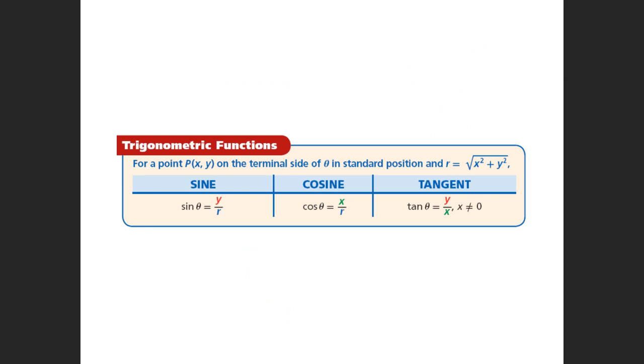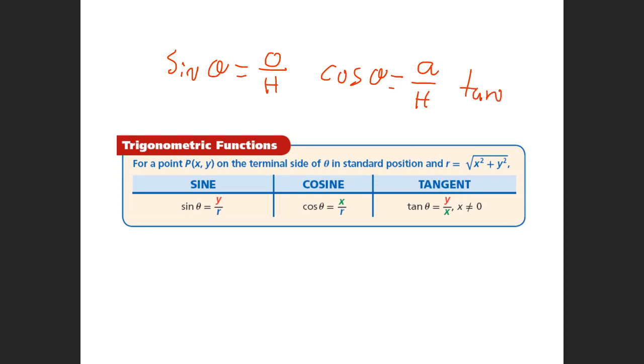All right, so now we have to talk about trigonometry, because we're going to be doing a lot of trig. I don't like the sine of theta is equal to y over r. What I like is the sine of theta is equal to opposite side over hypotenuse. Cosine of theta is equal to the adjacent side over hypotenuse. And the tangent of theta is equal to opposite over adjacent. Do you guys remember that from geometry?